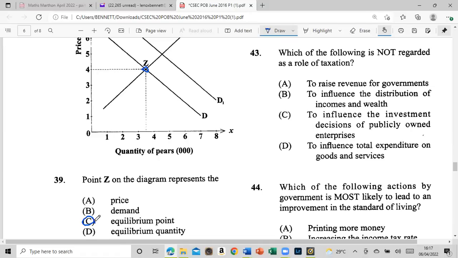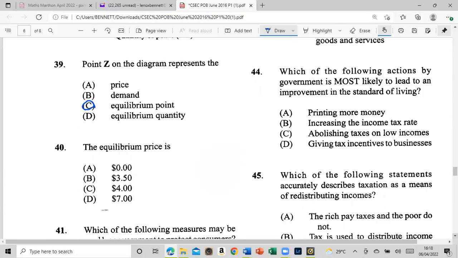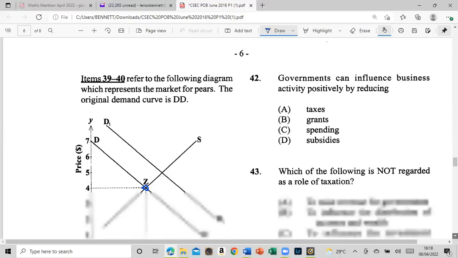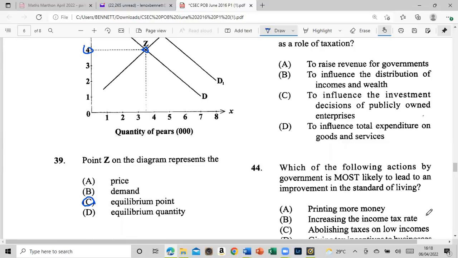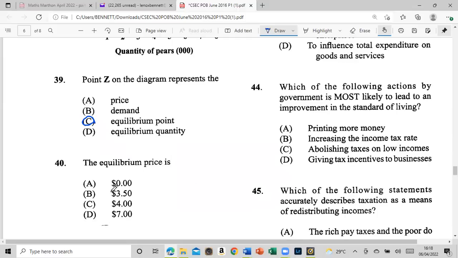All right, so let's move on to number 40. It did say both items refer to this diagram. So let's see if I have to go back up. The equilibrium price is it $0? Is it $3.50? Is it $4? Or is it $7? Let's go up and see which it is. Let's go back up. Gone too far. All right, so it's right here. Come across, read it up. So it's 4. So 40 would be C.